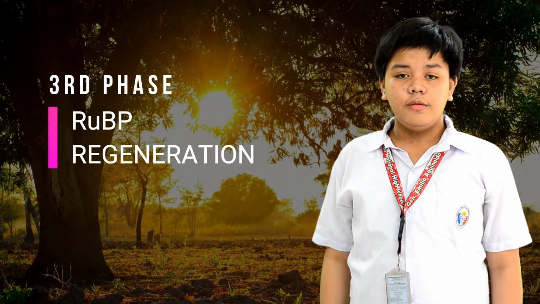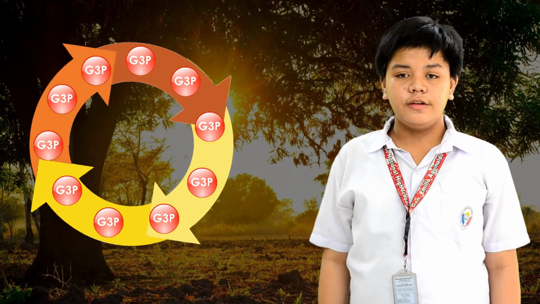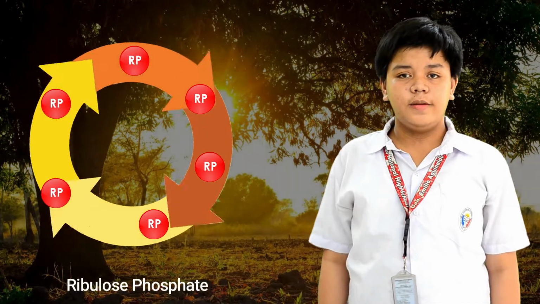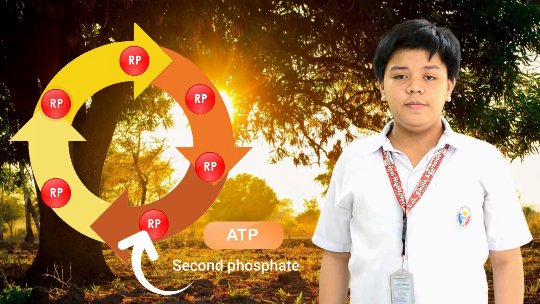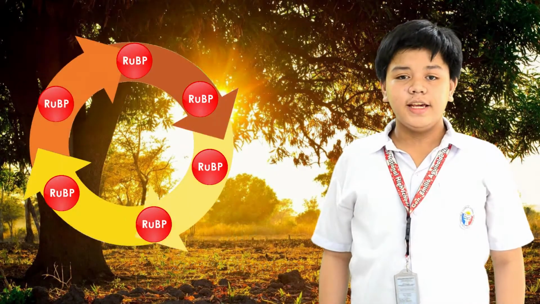The third phase is called the RuBP regeneration, wherein the 10 remaining G3Ps will rearrange into 6 molecules of RP. A second phosphate is added to RP from expended ATP to become RuBP and the cycle begins again.